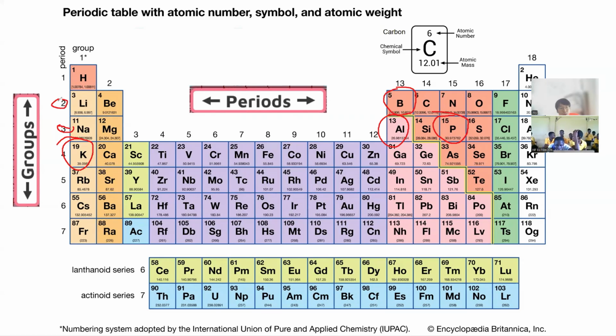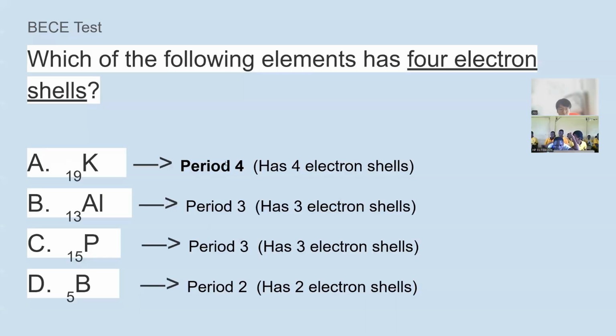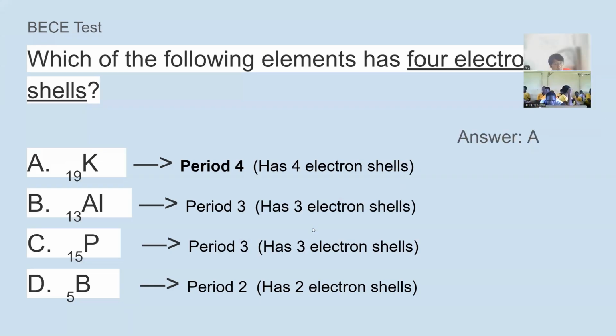Remember, period increases as it goes down by a row. Groups increase as you go by columns to the right. But only potassium has a period of 4. So that is why it has 4 electron shells. Period number corresponds to the number of electron shells. So the answer is A, potassium.